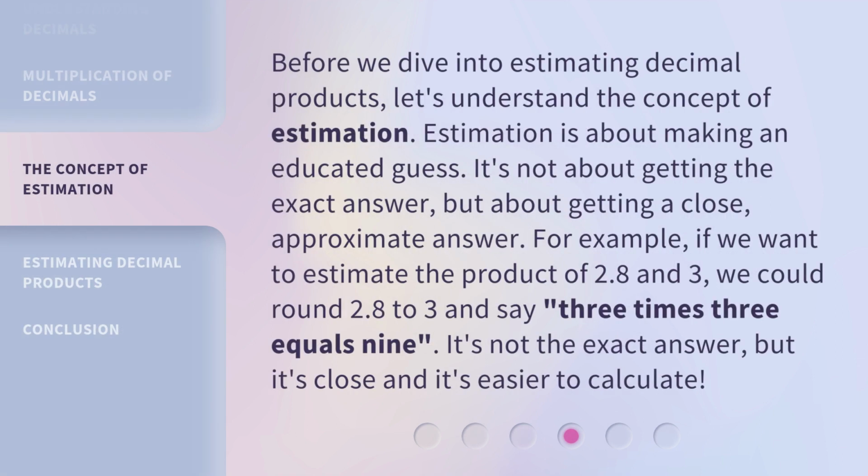Before we dive into estimating decimal products, let's understand the concept of estimation. Estimation is about making an educated guess. It's not about getting the exact answer, but about getting a close, approximate answer. For example, if we want to estimate the product of 2.8 and 3, we could round 2.8 to 3 and say, 3 times 3 equals 9. It's not the exact answer, but it's close and it's easier to calculate.